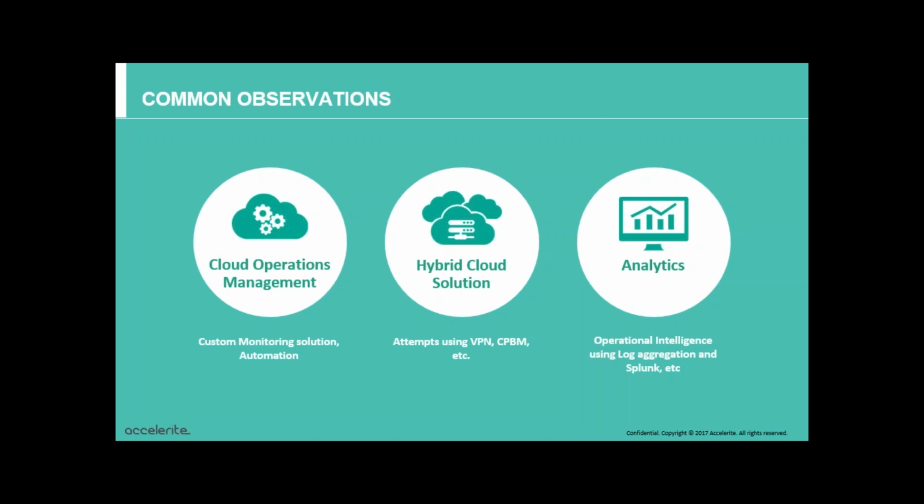And hybrid cloud is key. Most of our customers shared how they were building a hybrid cloud experience for their users, either using VPN, or some were using CPBM to give that sort of hybrid cloud experience to the end users. And operational intelligence was one of the key factors we saw, right? Everybody wants to analyze their logs. Some were analyzing logs using Splunk and things like that, but having that operational intelligence is a key criterion for all the customers who run this cloud across the board.